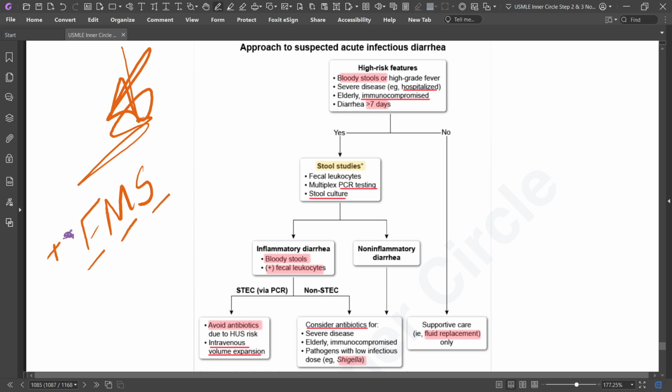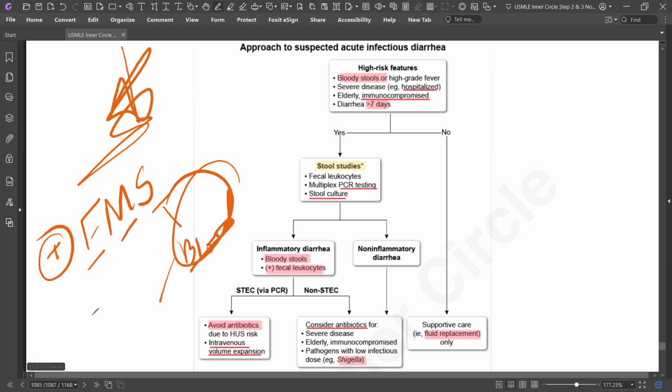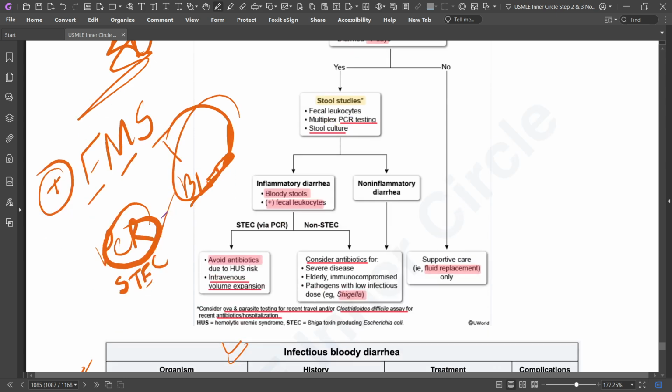If fecal leukocyte is positive and in stool culture you get bloody stool, then it is inflammatory diarrhea. And then we should look for PCR testing. In PCR, if there is Stx, that means Shiga toxin producing E. coli. If it is Stx via PCR, avoid antibiotic. If non-Stx, consider antibiotic.